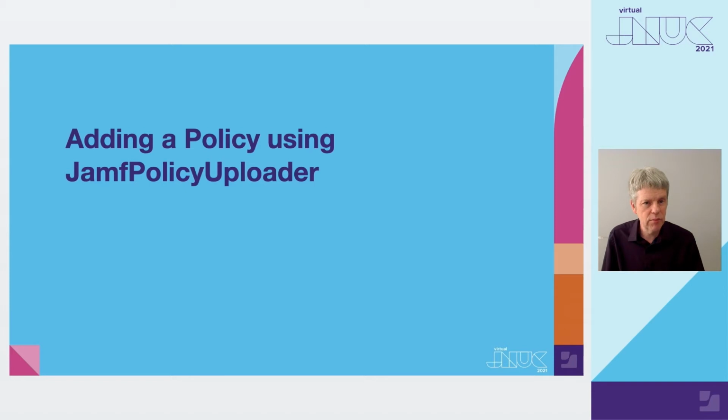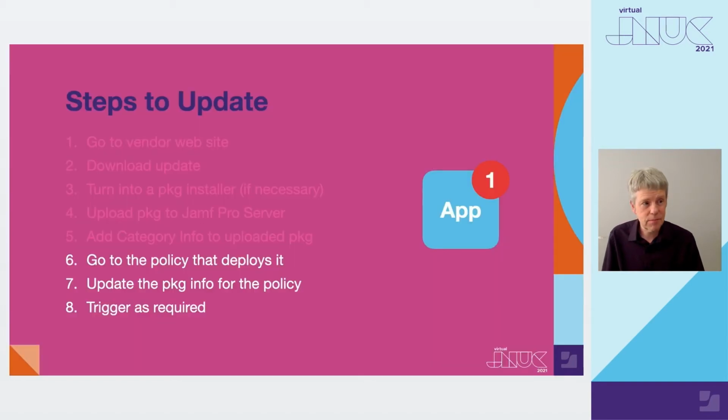But what if you want to add or update a policy for that shiny new package you now have in Jamf Pro? The Jamf Uploader project can help here too. The Jamf Policy Uploader Processor can take care of steps 6 and 7, as you see on the screen, or could even be used to create a new policy which would automatically be triggered. Most of the heavy lifting is done using an XML template. There are a couple of template examples in Graham's repo that you can learn from, but we're going to build one from scratch so that you can include the options you want.